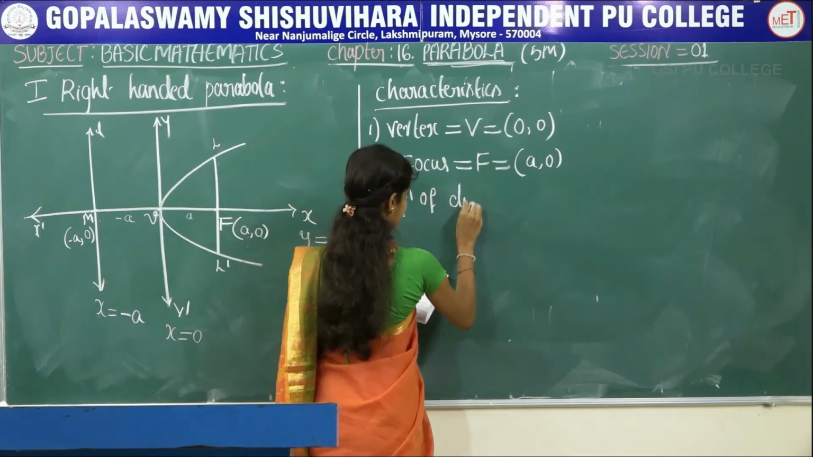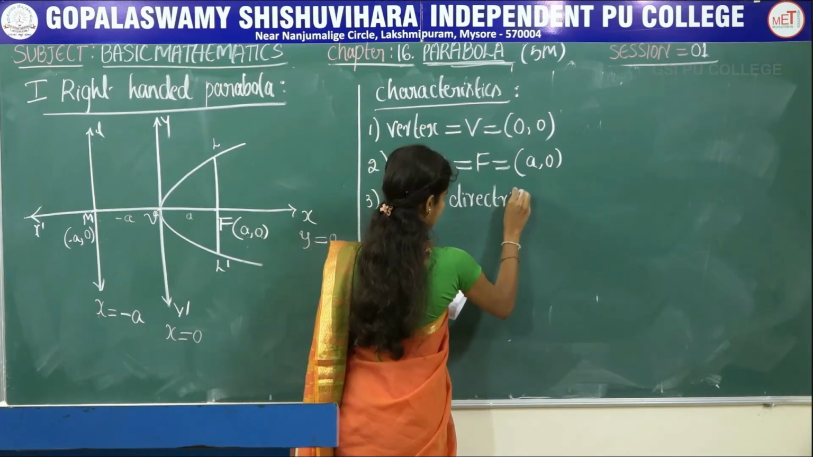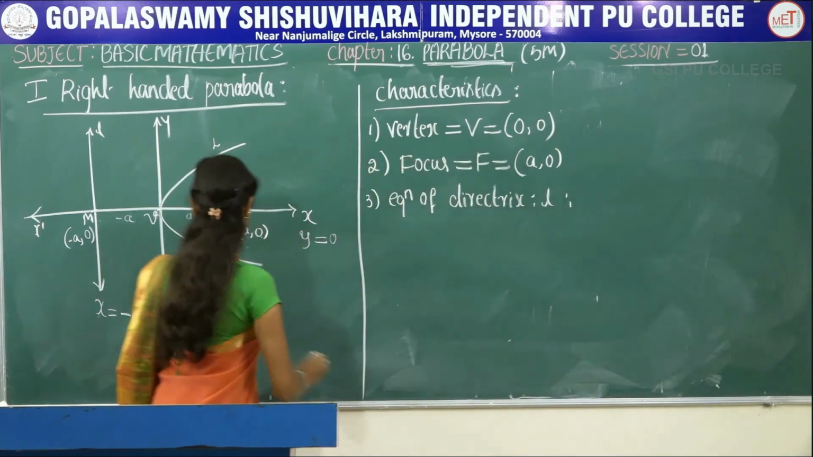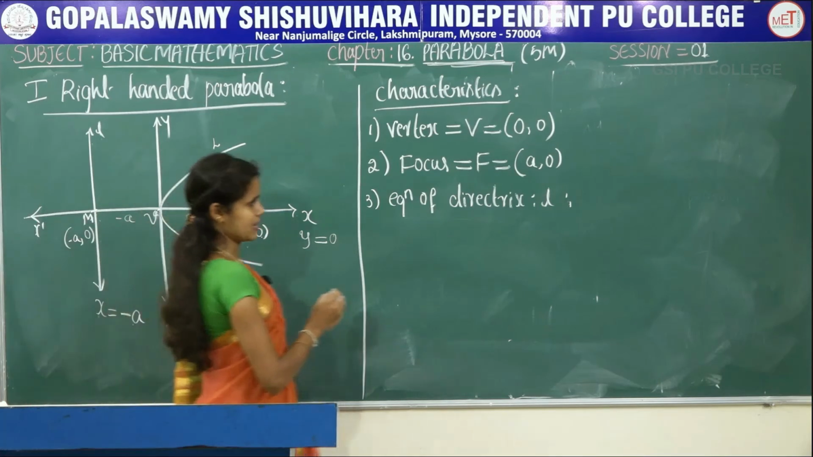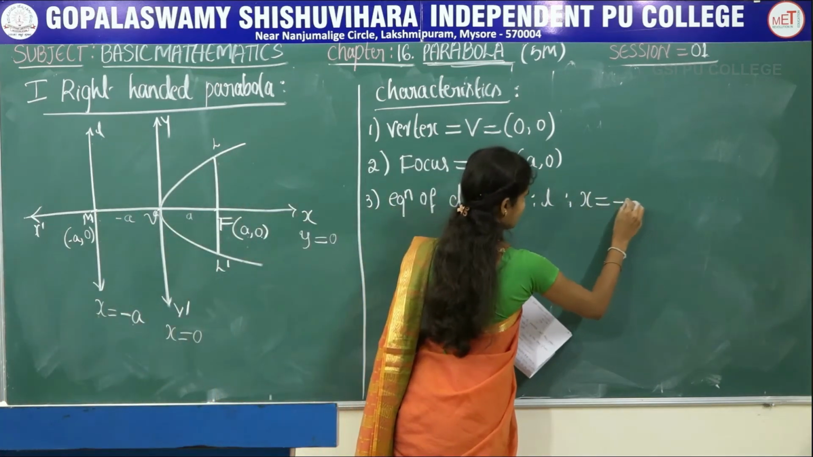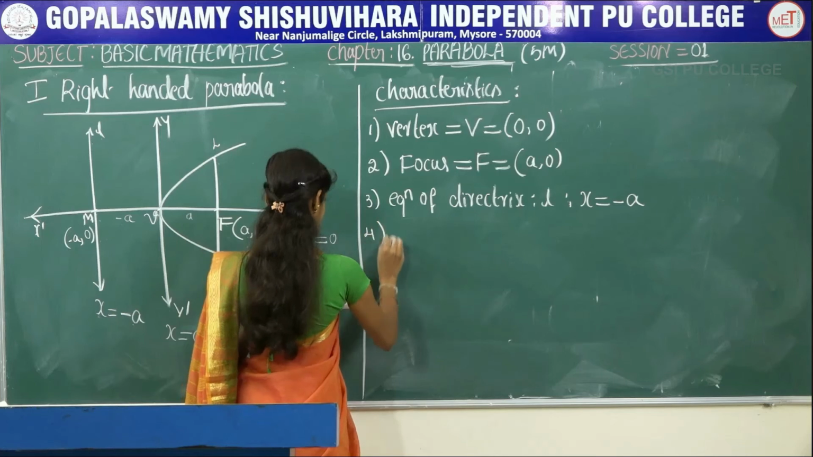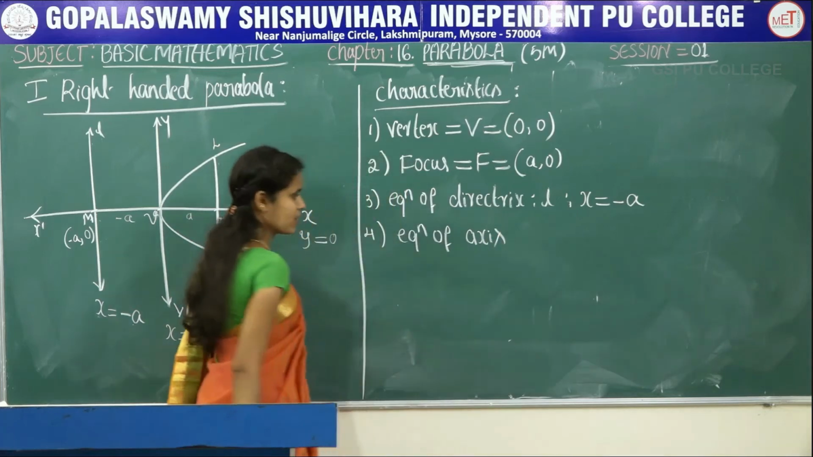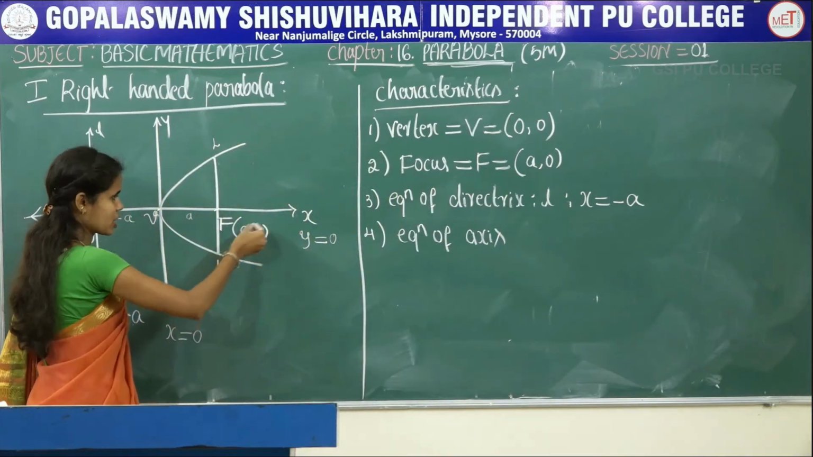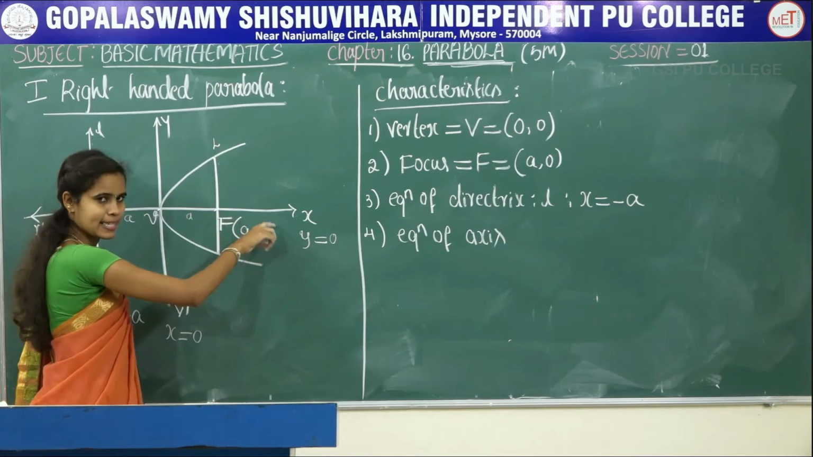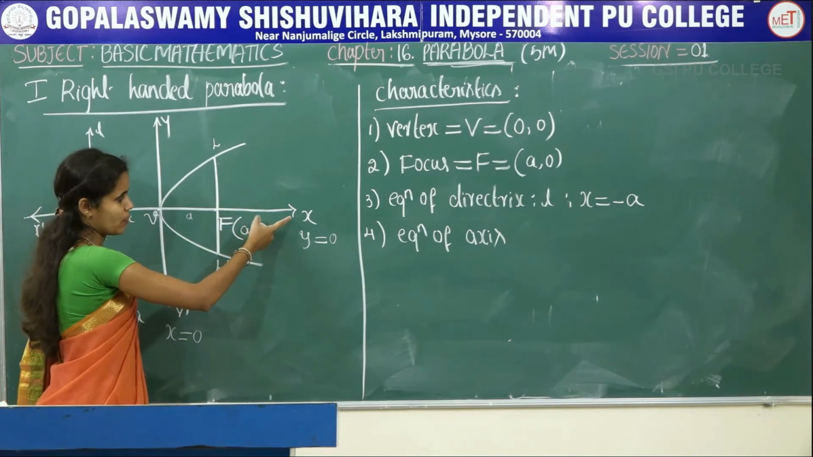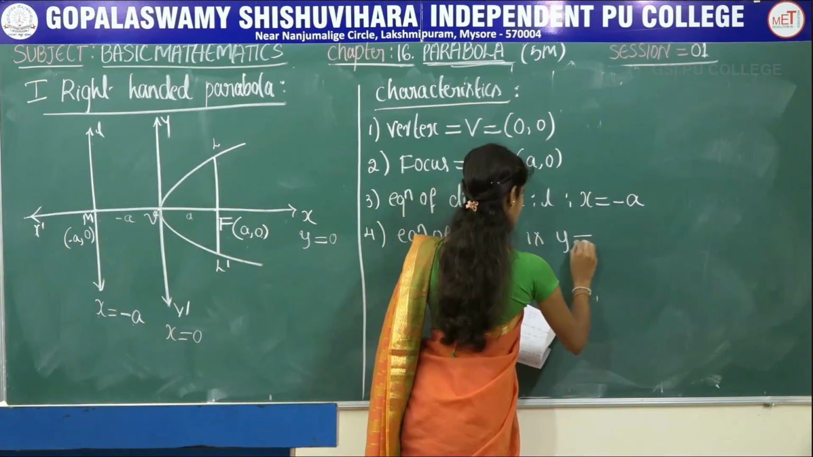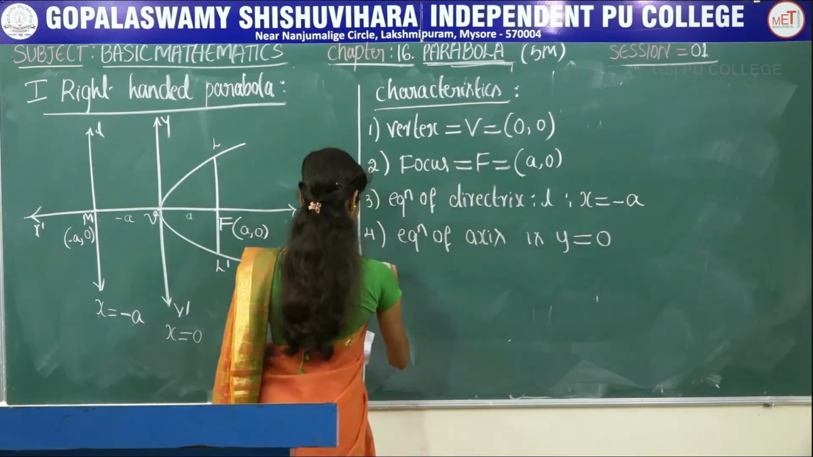Next, third one, equation of directrix. Equation of directrix L is x is equal to minus a. Next, fourth one, equation of axis. Here the parabola is symmetric with respect to the positive x-axis, therefore the x-axis is called the axis of the parabola. So equation of axis is y is equal to 0, that is x-axis.